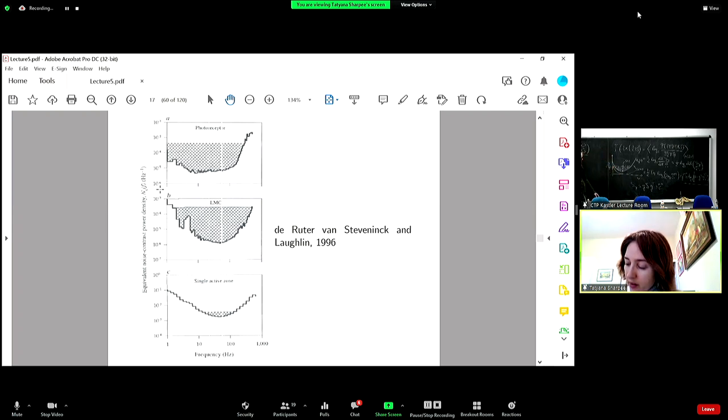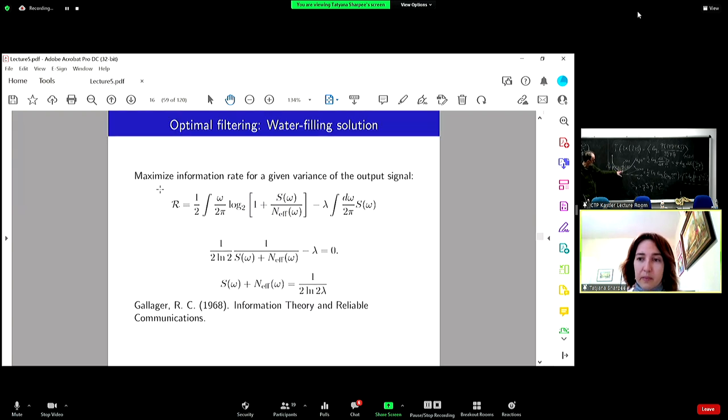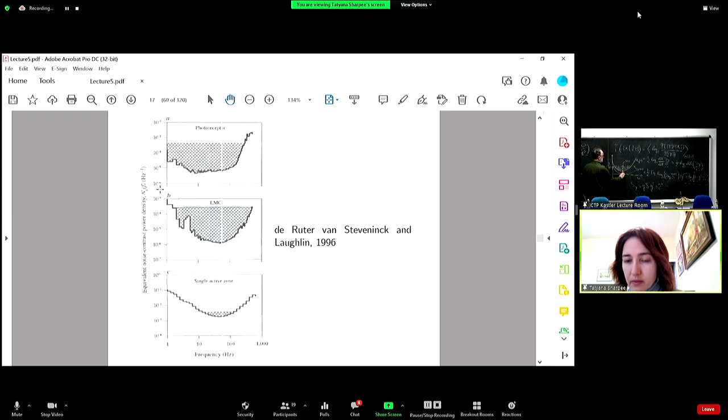Okay, so in this region, S omega should be the difference between the water level and the depth. I mean, so this is N(f). And outside of this region, it should be zero. Okay.